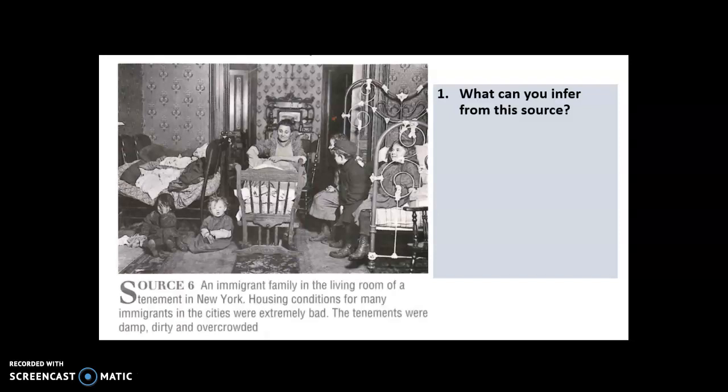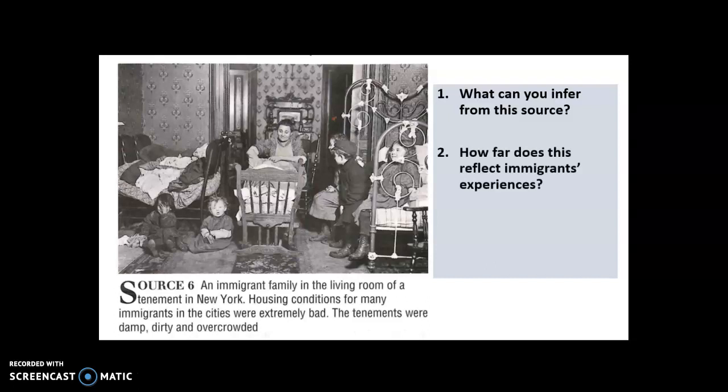Okay, so hopefully, having seen lots of images like this already in the course so far, it's a typical immigrant family. The circumstances, the living conditions that they were having to deal with. You can see it's very tightly compact, lots of things crammed into a small space, and many of them living in one room in effect. And as it says, they were often damp, dirty, and overcrowded.